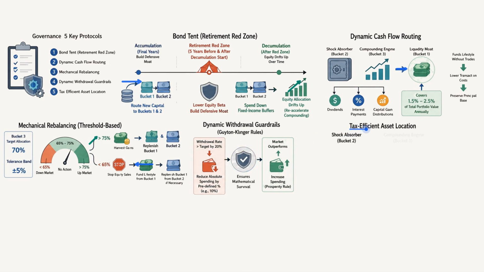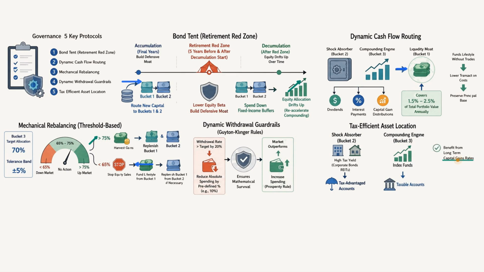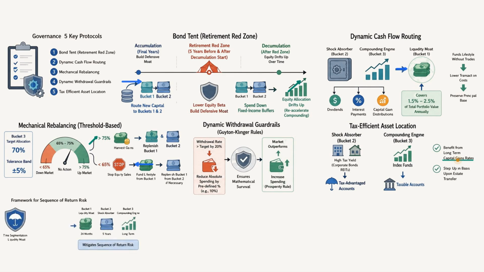Finally, we must implement tax-efficient asset location. High tax yield from your shock absorber, like corporate bonds or REITs, should be securely held in tax-advantaged accounts. Meanwhile, your compounding engine, consisting of index funds, is prioritized in taxable accounts to capitalize on favorable long-term capital gains rates and step up in basis rules upon estate transfer. This time segmentation and liquidity moat architecture is engineered for serious investors shifting from wealth accumulation to wealth preservation.